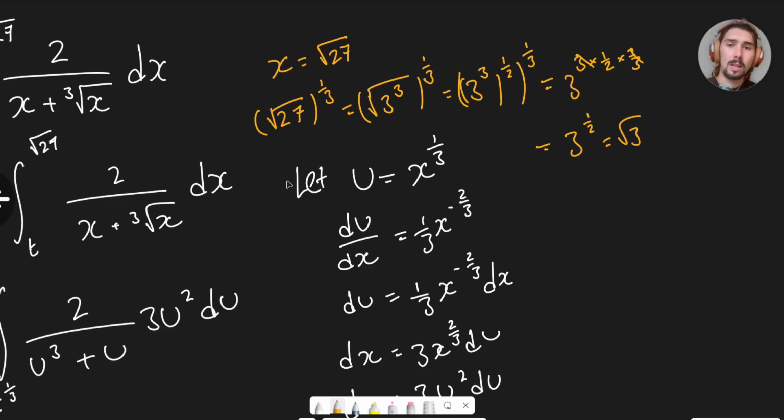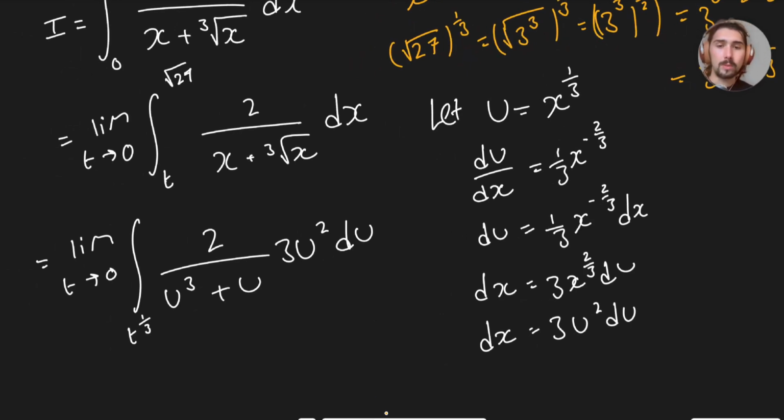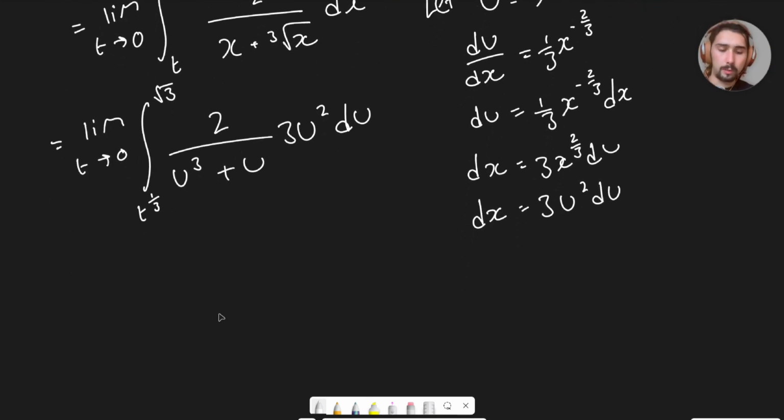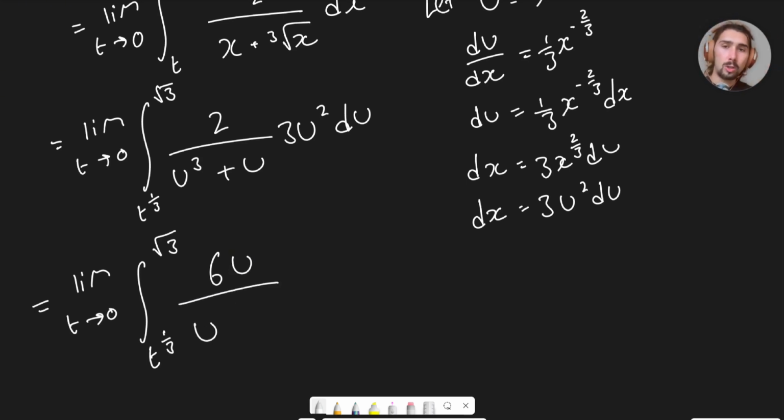So that's our upper limit, okay? The upper limit is the square root of 3, so we can plug that in there as well. So there's our square root of 3. Now we can rewrite, but we can do a little bit of simplifying, so we can cancel some stuff out. So we have the limit as t goes to 0, integral t to the power of a third, the square root of 3, and then we've got 2 times 3 is obviously the number 6, and then 1 u from the top and bottom can cancel, so we've got 6u over u squared plus 1 du.